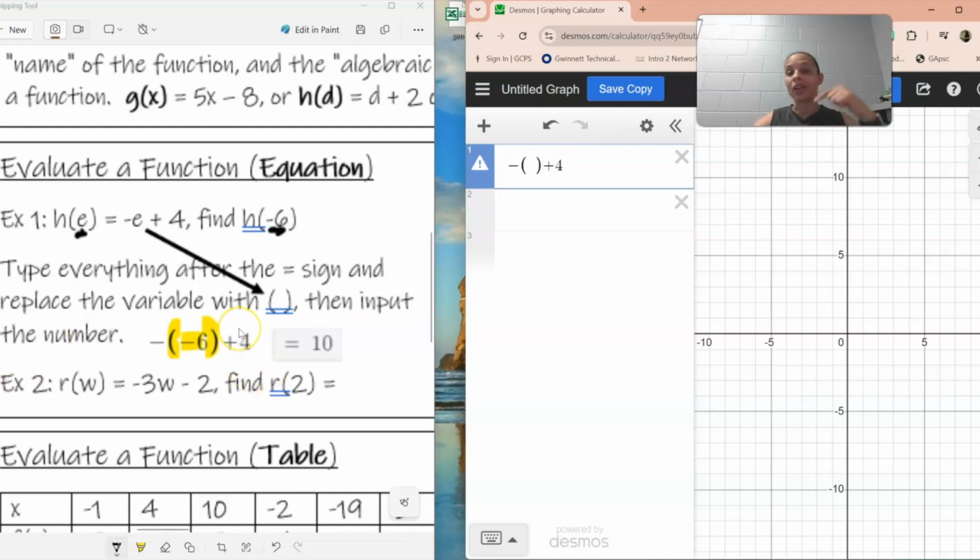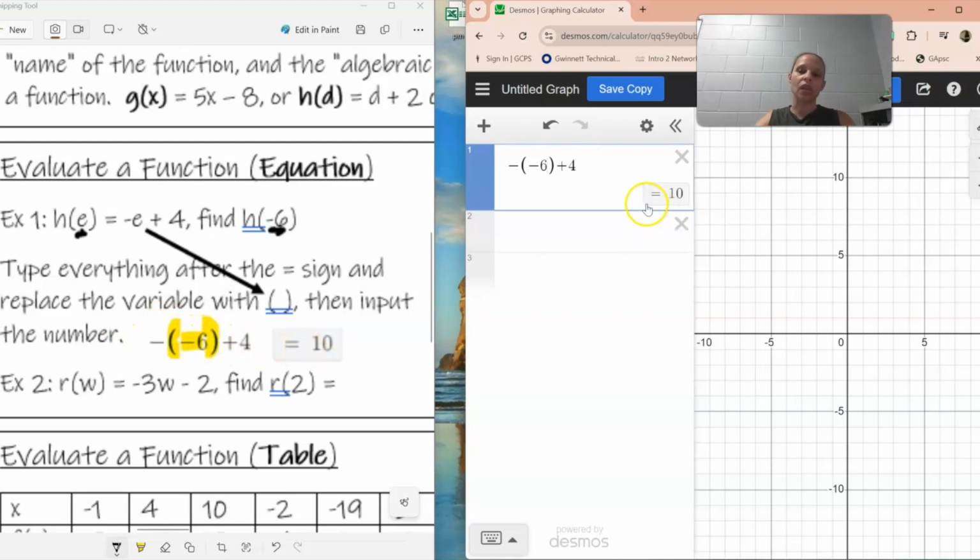All right. So what am I putting in? Remember in my question, it said h of e and I have h equals negative 6. So I'm putting in negative 6 in place of e. So I'm going to put in negative 6 right there and boom, I have an output. So my output is positive 10. You can see us doing it algebraically: a negative times a negative is positive. So 6 plus 4 is 10.